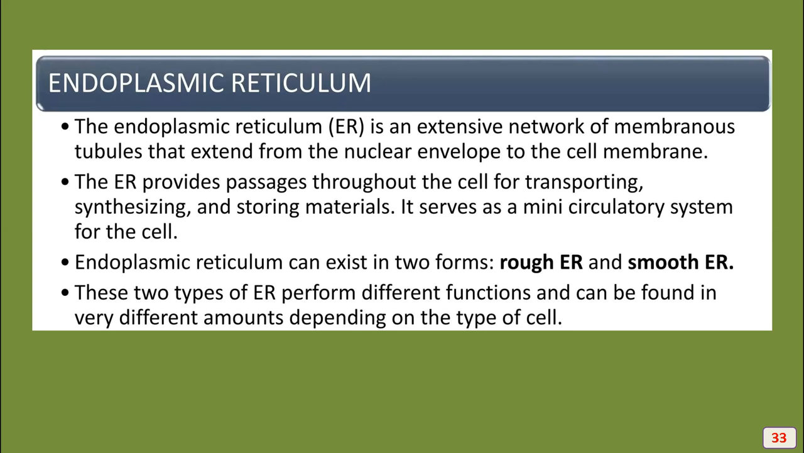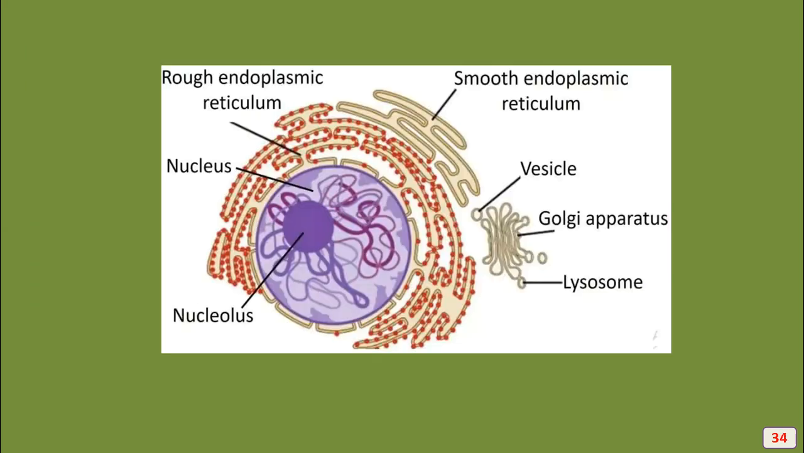The ER, or endoplasmic reticulum, is an extensive network of membrane tubules that extends from the nuclear envelope to the cell membrane. It provides the passage for transporting, synthesizing and storing material, so it serves as a mini circulatory system. The ER exists in two forms, rough ER and smooth ER, and they have different duties.